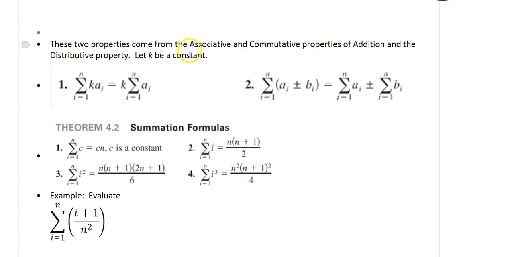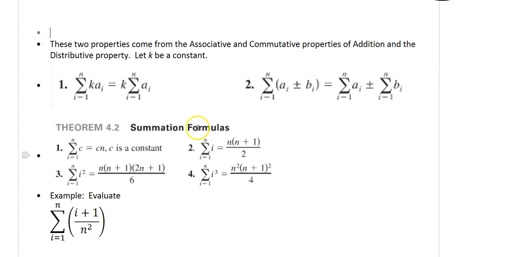Now we have 2 properties which come from the associative and commutative properties of addition and the distributive property. So if k is a constant, the sum from 1 to n of k times a sub i is equal to the constant k times the sum of a sub i's. And if you're adding or subtracting your terms, you can also just add or subtract the sums individually.